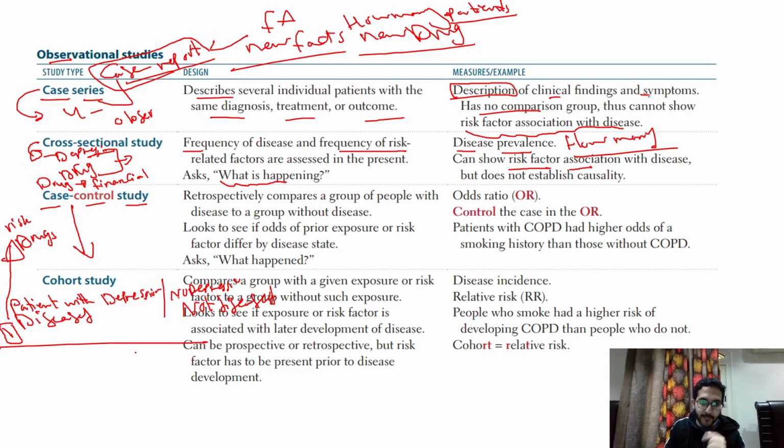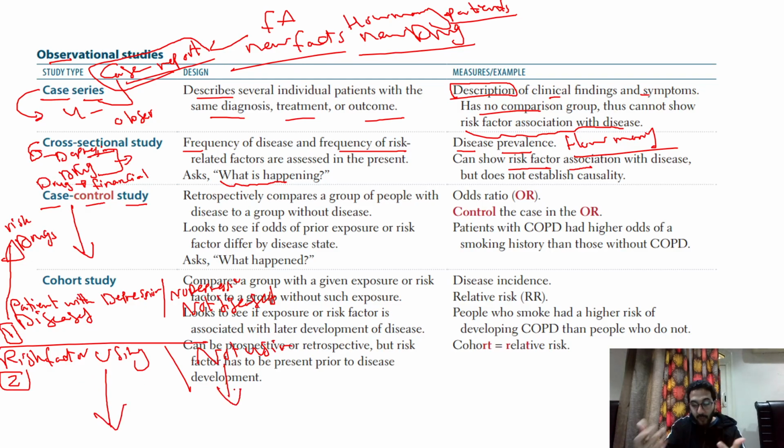Or there's another way. You can start with risk factors. So you can get some patients using drugs and some patients not using drugs and move forward in time and see will they develop depression or not. So this time you started with risk factors in order to see will they have the disease or not. So these are the two ways to study the relationship between risk factors and diseases.